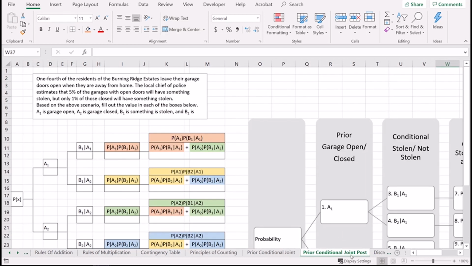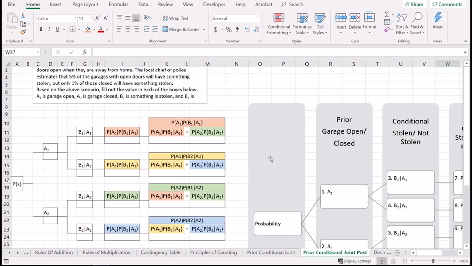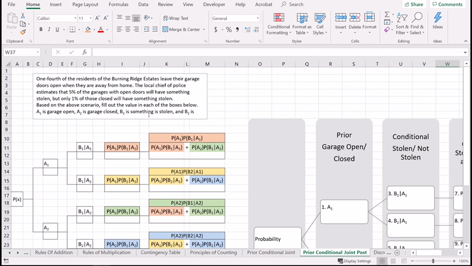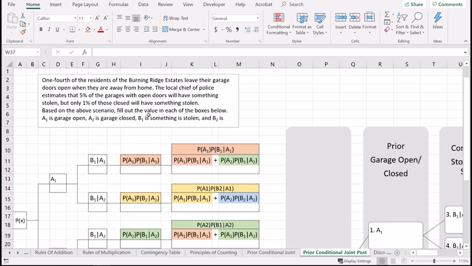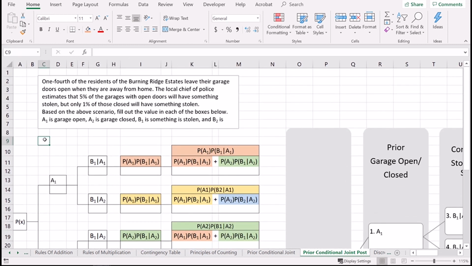Very confusing. So I want you guys to go to the prior, conditional, joint, and post. We're not going to get all the way to the post, but we'll do the prior and conditional right now. Okay? We have events. We are going to label these events as A sub 1, A sub 2, and then I'm also going to label two events as B sub 1 and B sub 2. Okay? So here we go.